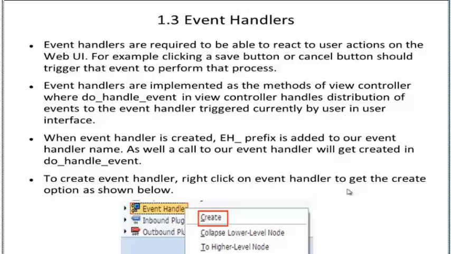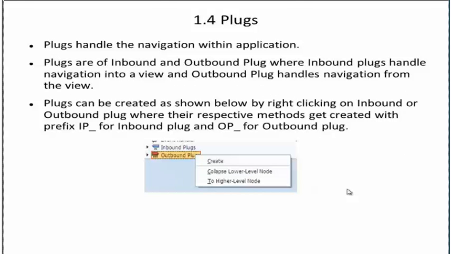That said, we will move forward. Here we are talking about plugs. Plugs are of two types: one is inbound plug and the other is outbound plug. Inbound plugs are responsible for inward navigation and outbound plugs are responsible for outward navigation. When we say inward navigation, that is to navigate from anywhere to this particular view. Likewise, when we say outward navigation, that is to navigate from this particular view to any other view.